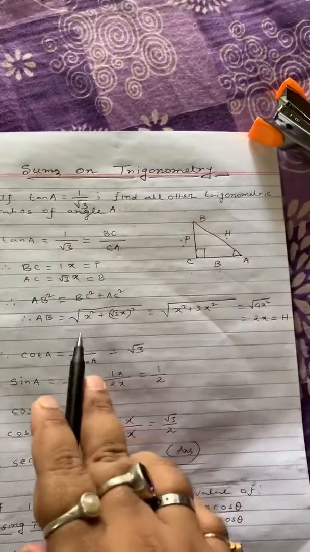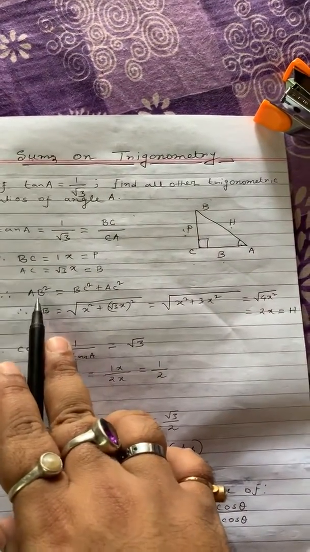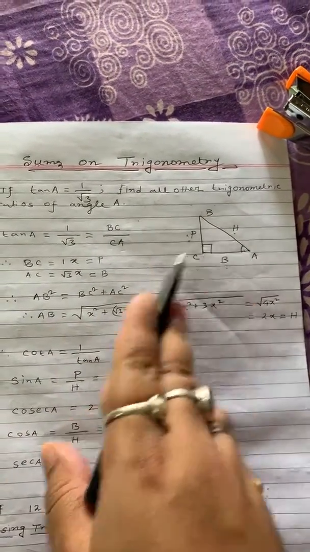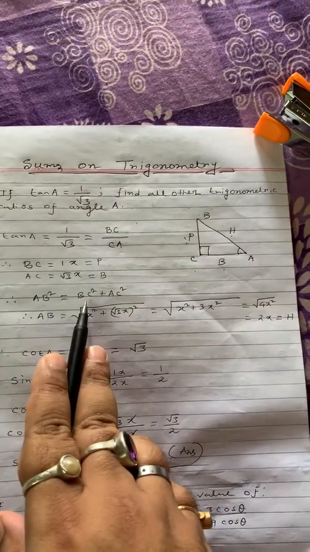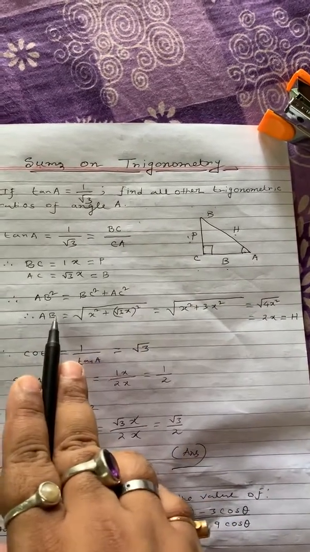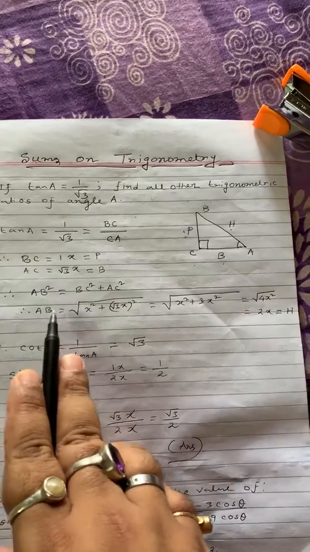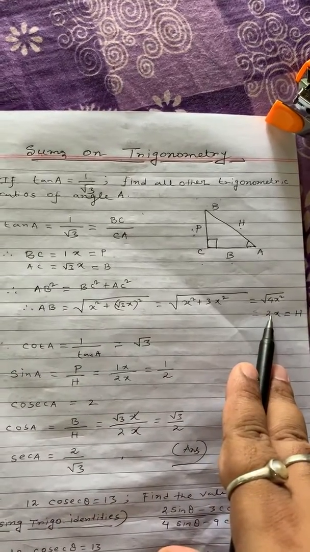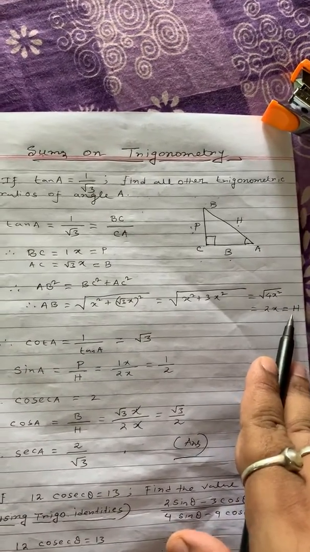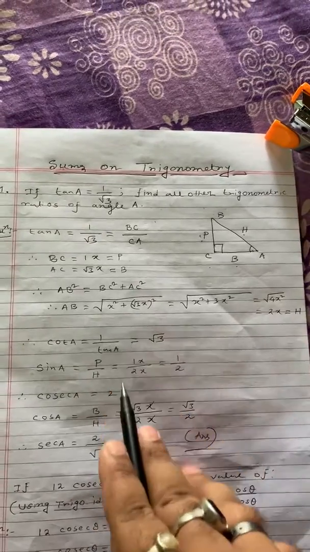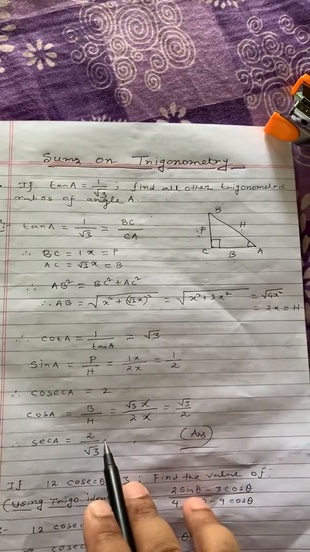And now by using Pythagoras theorem, we can find the value of the hypotenuse, which is AB. So AB square is equal to BC square plus AC square. So we can find out the value of AB, that is coming to 2x, which is nothing but the hypotenuse. Now we have to find out the other 5 trigonometrical ratios.